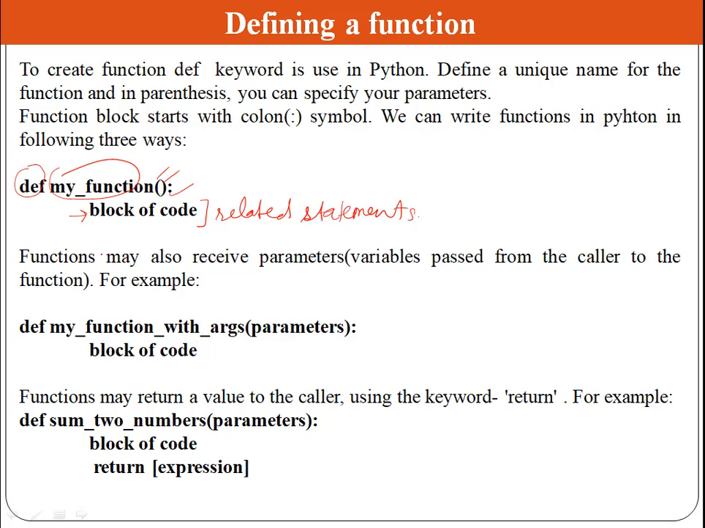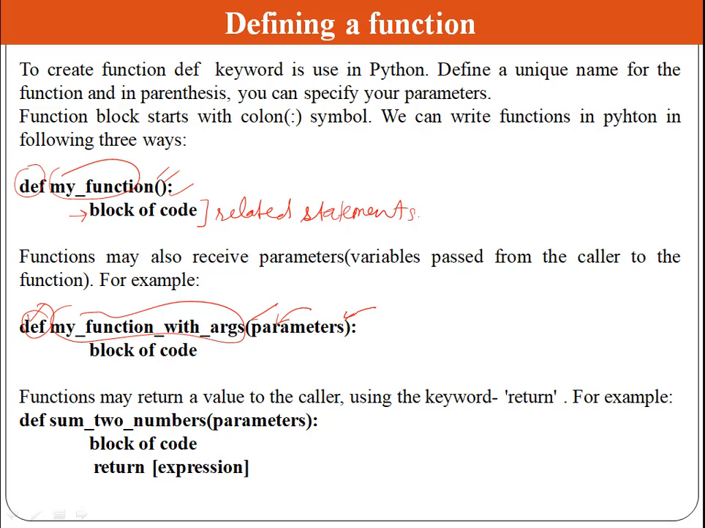A function may also receive parameters, right? So how can we do that? Here we can see the keyword def, and you keep the name of the function. Then again we have parenthesis, where you pass the parameters. It can be 0, 1, 2, or more. Then the parenthesis closes, then a colon, and then you have a related set of statements.